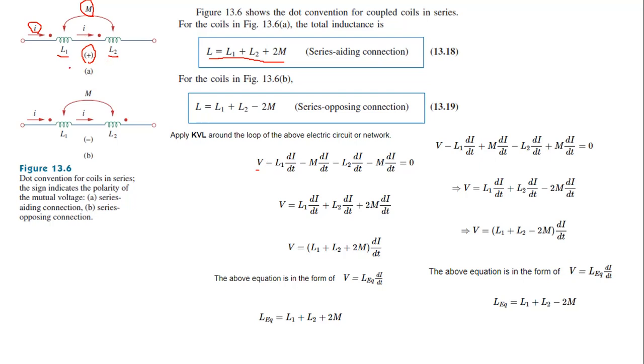So if we apply that for this circuit, what is the voltage? It will have self inductance as well as mutual inductance. Due to coil 1 we will be having self inductance and mutual inductance, and similarly in coil 2 we will have self inductance and mutual inductance.